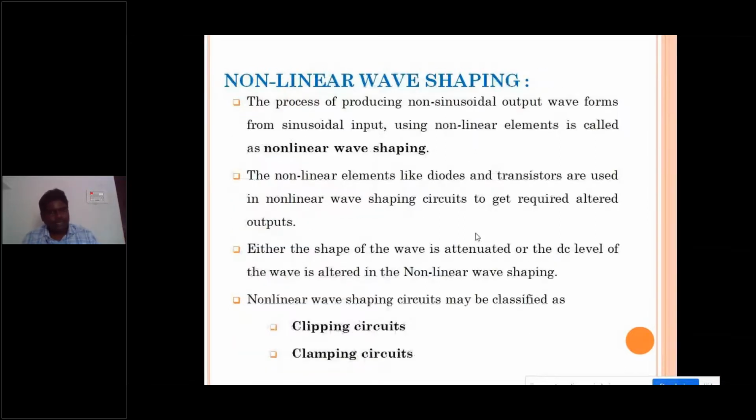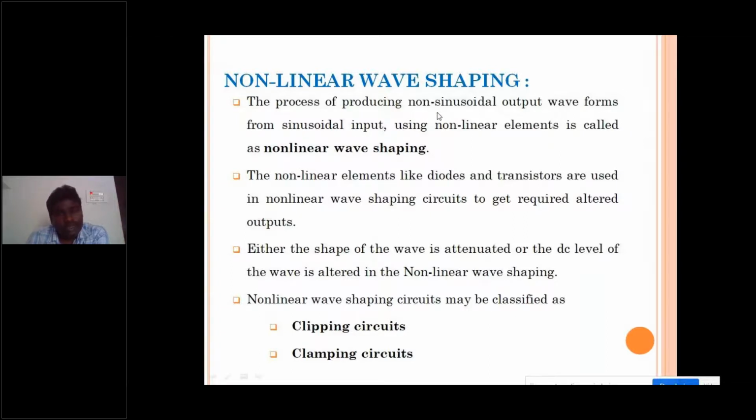So what is meant by non-linear wave shaping? If you understand what is linear wave shaping, you can easily understand non-linear wave shaping. The shape is going to be altered in linear wave shaping, but in non-linear wave shaping, what will happen? If you are applying some input, some part of the wave is going to be distorted, removed, eliminated, as per the requirements.